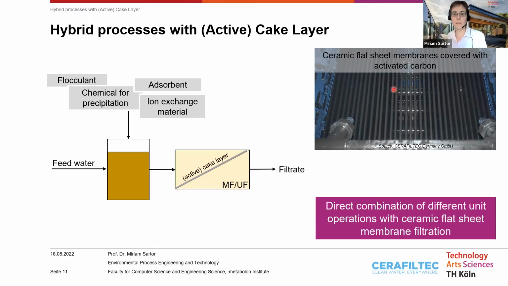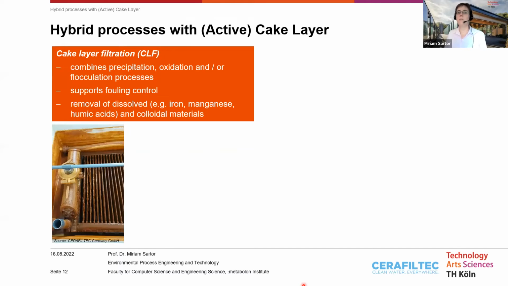And here you see such membranes in a module housing, which are covered with activated carbon. The different types of hybrid processes are divided by Cerafiltec, a company you may know from the last conferences, and I was working there, and they are a technology provider for ceramic flat sheet membranes. They divide it between cake layer filtration and active cake layer filtration.